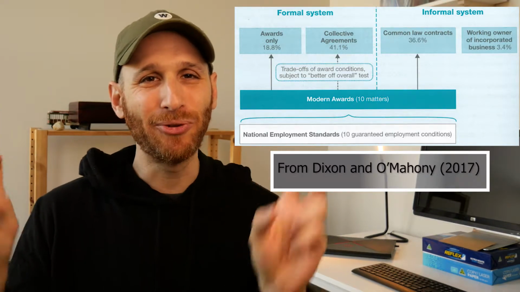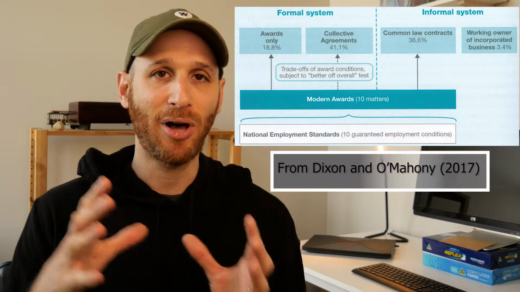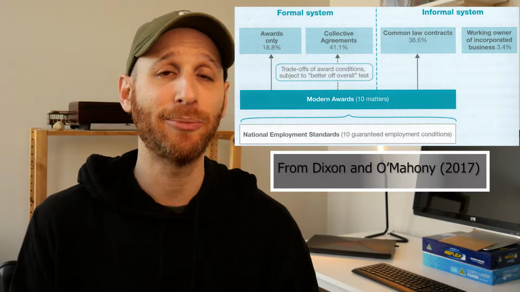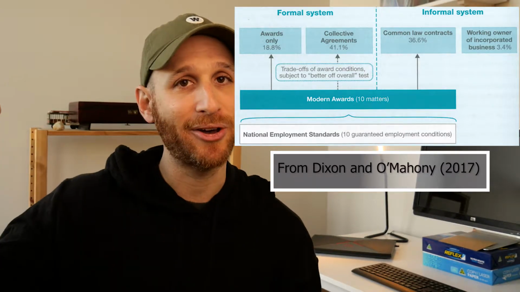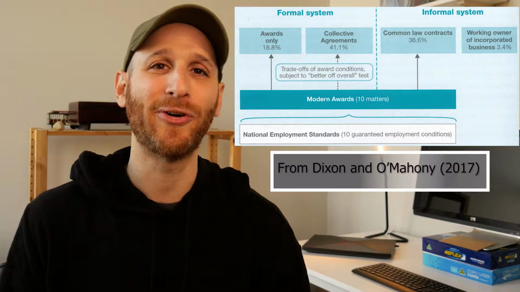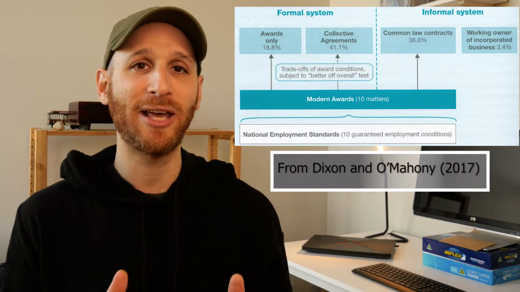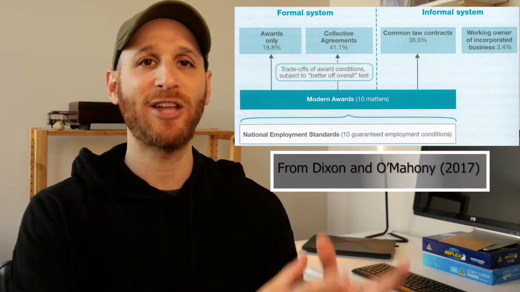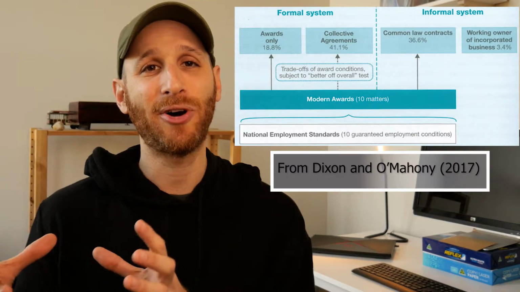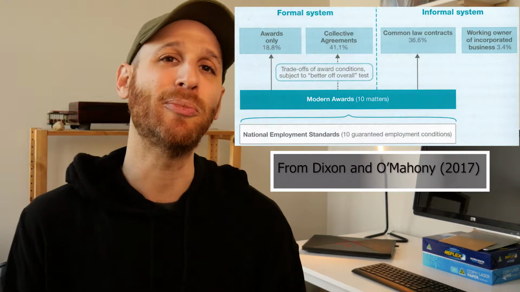In the more informal system, you've got individual agreements, which are essentially highly paid, highly skilled workers negotiating individual contracts with their employers. And then you've got people that run their own business, and so they don't form part of that formal system. But maybe that's a helpful way of distinguishing. So I've got awards, enterprise or collective agreements on one side, and then I've got those individual agreements and people who are self-employed on that informal side.